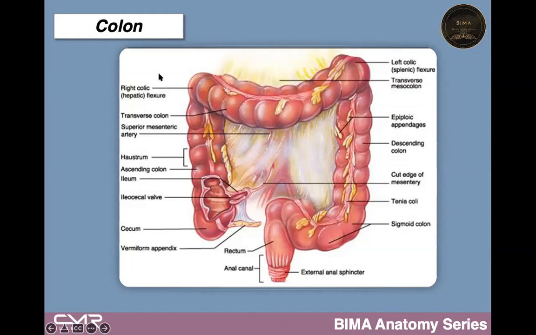The transverse colon is part of the mesocolon. So that's why you can see this attachment here from the peritoneum. And the sigmoid will also be attached in a mesosigmoid way to the peritoneum as well. This is the vermiform appendix, or just the appendix.